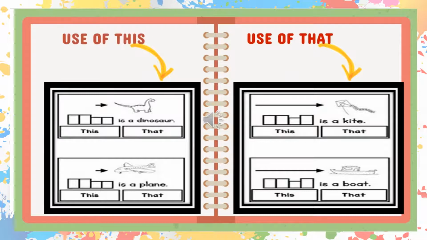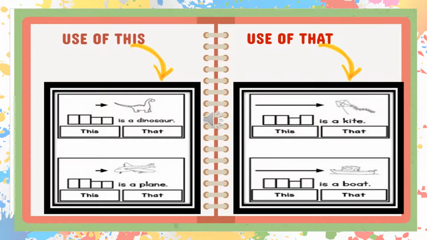Dash is a plane. Again, the plane is very close to the arrow. So we will say this is a plane. Here the kite is at a distance from the arrow. The arrow is longer. So we will say that is a kite. Dash is a boat. That is a boat.